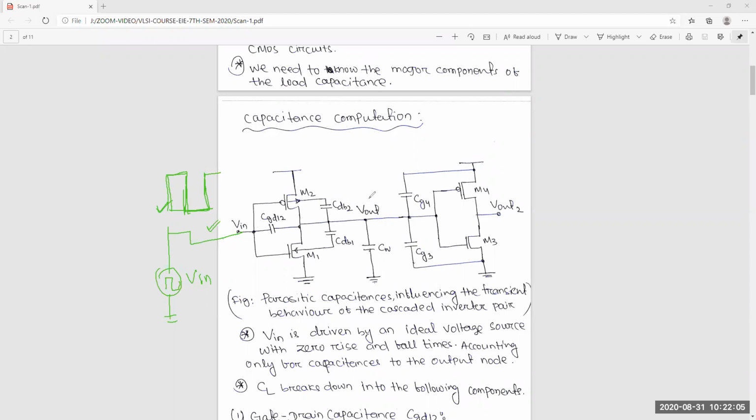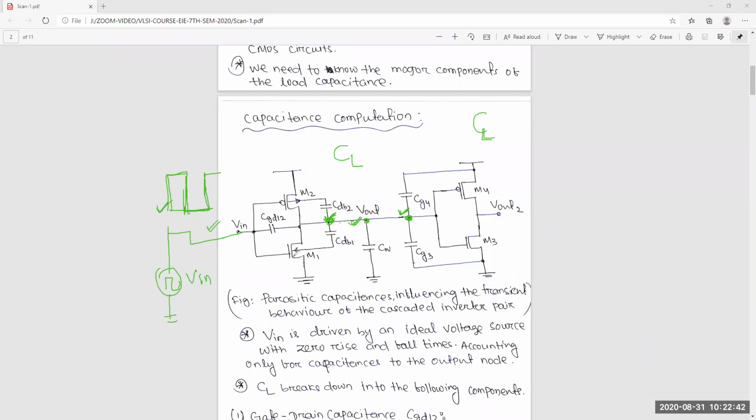Then we will calculate the CL, based on the drain terminal, the gate of the next stage, and the wiring capacitances. So three terms will come: the capacitance from the first inverter drain point, the capacitance from the second inverter gate point, and the wiring capacitance. These three capacitances combined, finally we will get CL at the output node.